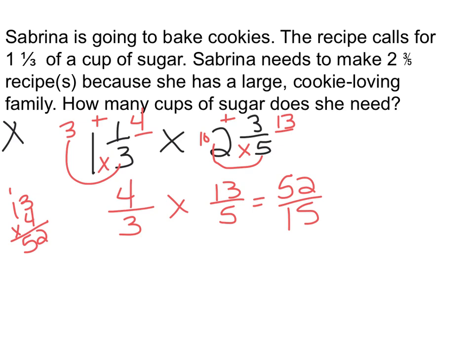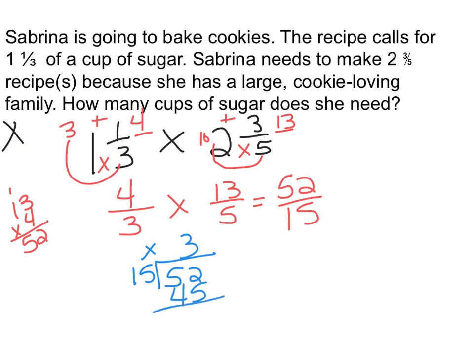Well, we ended up with an improper fraction, so that means I need to change it to a mixed number. So the way I do that is I do top in, bottom out, and then we divide. So 15 into 52, well, I know it's not 4 because 4 times 15 is 60. So I know it's 3. So I'm going to do times 3. So 15 times 3 is 45.